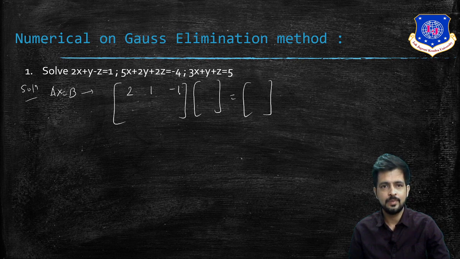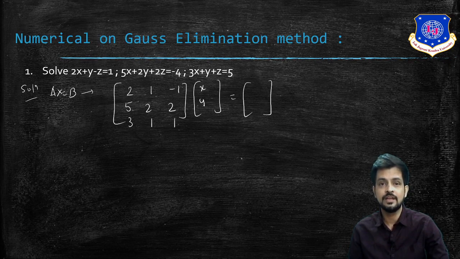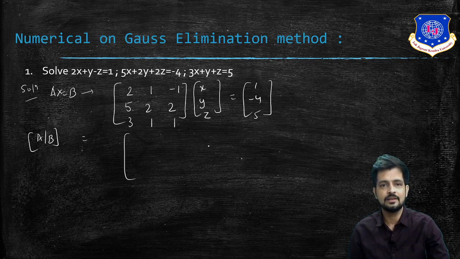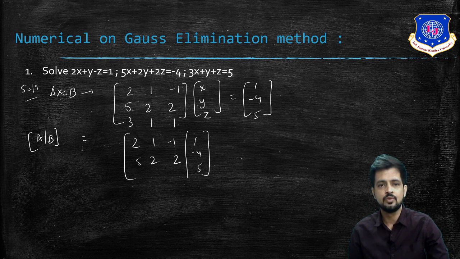The matrix form can be written like this: 2, 1, minus 1; 5, 2, 2; and 3, 1, 1. Here the three unknown variables are x, y, z, and the constants are 1, minus 4 and 5. Now the first step is to write the augmented matrix. How can I write the augmented matrix? See, 1, minus 4 and 5 will come here: 2, 1, minus 1; 5, 2, 2; and 3, 1, 1.